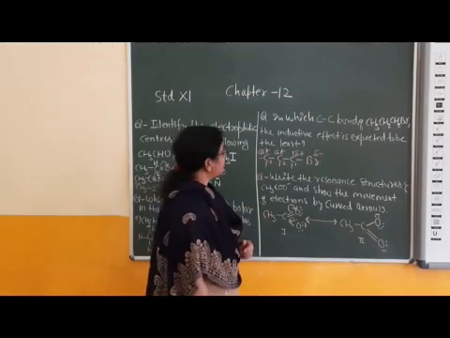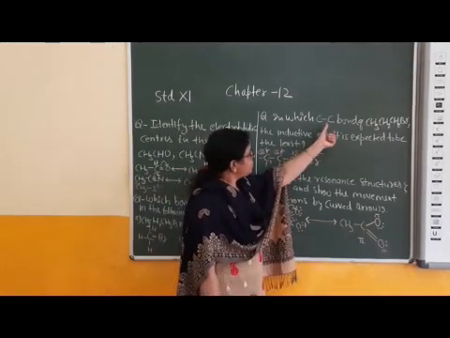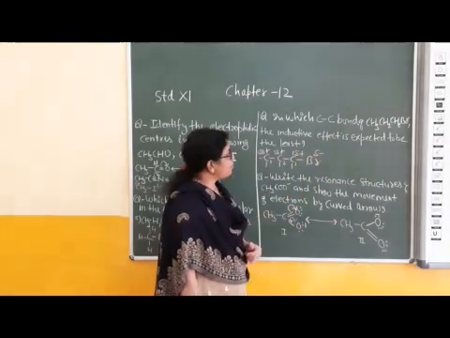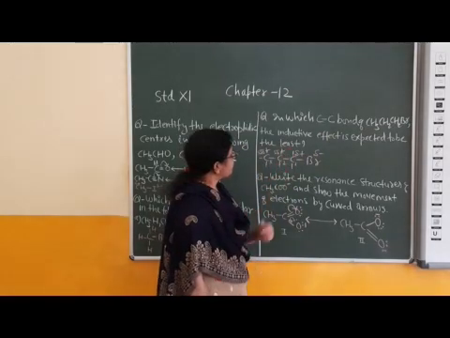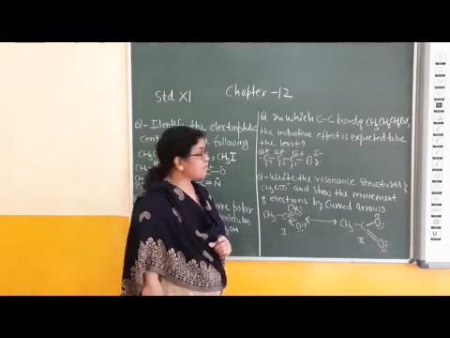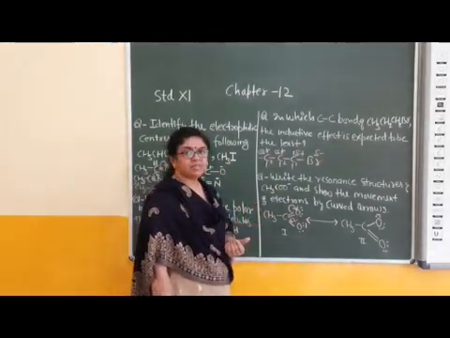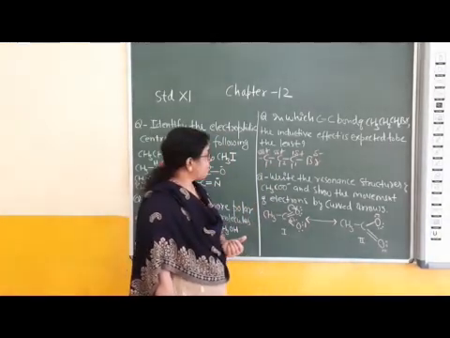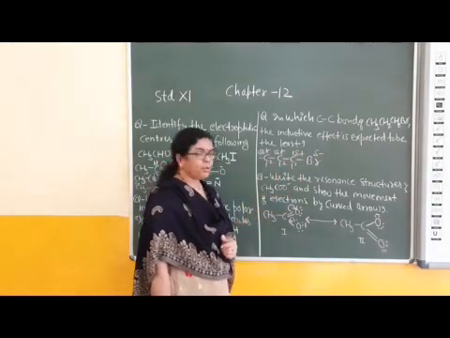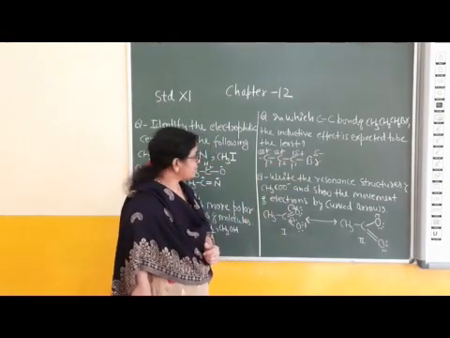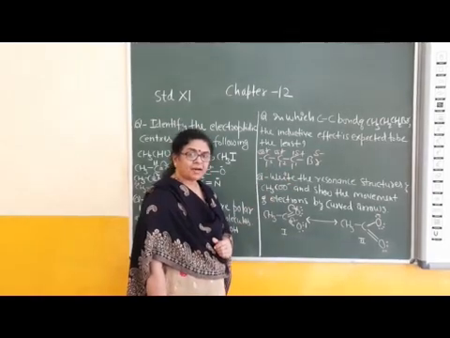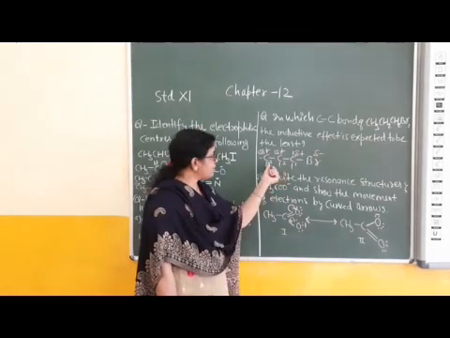Next one, in which carbon-carbon bond or C-C bond of bromopropane, the inductive effect is expected to be the least. Least inductive effect is observed in which carbon-carbon bond. How many carbon-carbon bonds are present in this bromopropane? 2 carbon-carbon bonds. 1 carbon-carbon bond between C1 and C2. Second carbon-carbon bond between C2 and C3.